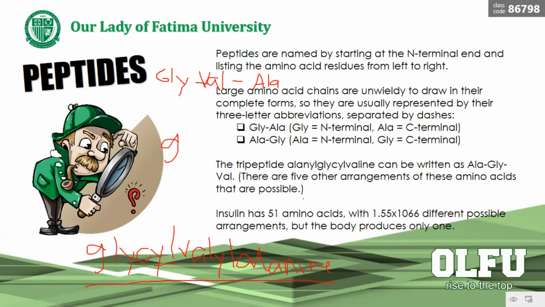Okay? For example, the insulin. Insulin contains around 51 amino acids. Therefore, it can have 1.55 times 10 to the power of 66. So imagine 1.55 or 155 add 64 zeros. Ganun kadami yung possible arrangement for those amino acids. But our body produces only one of the insulin, of that 51 amino acids. So one different amino acid can cause diseases, can be harmful in our body.